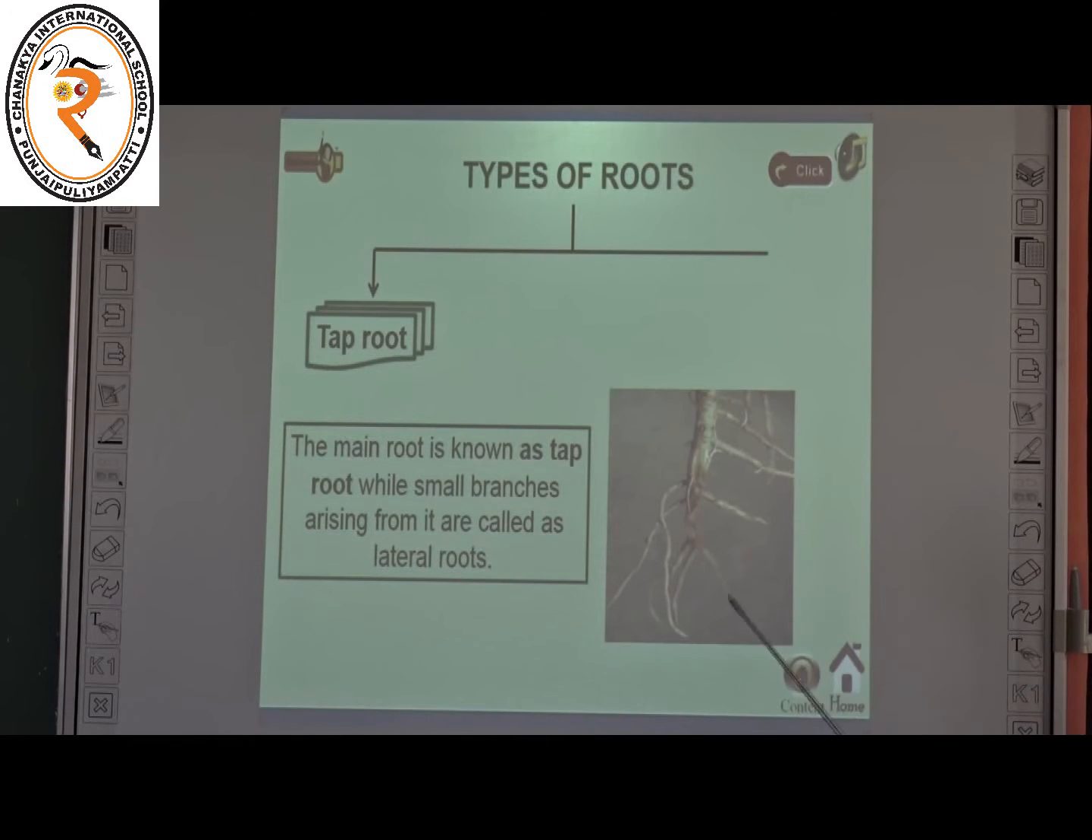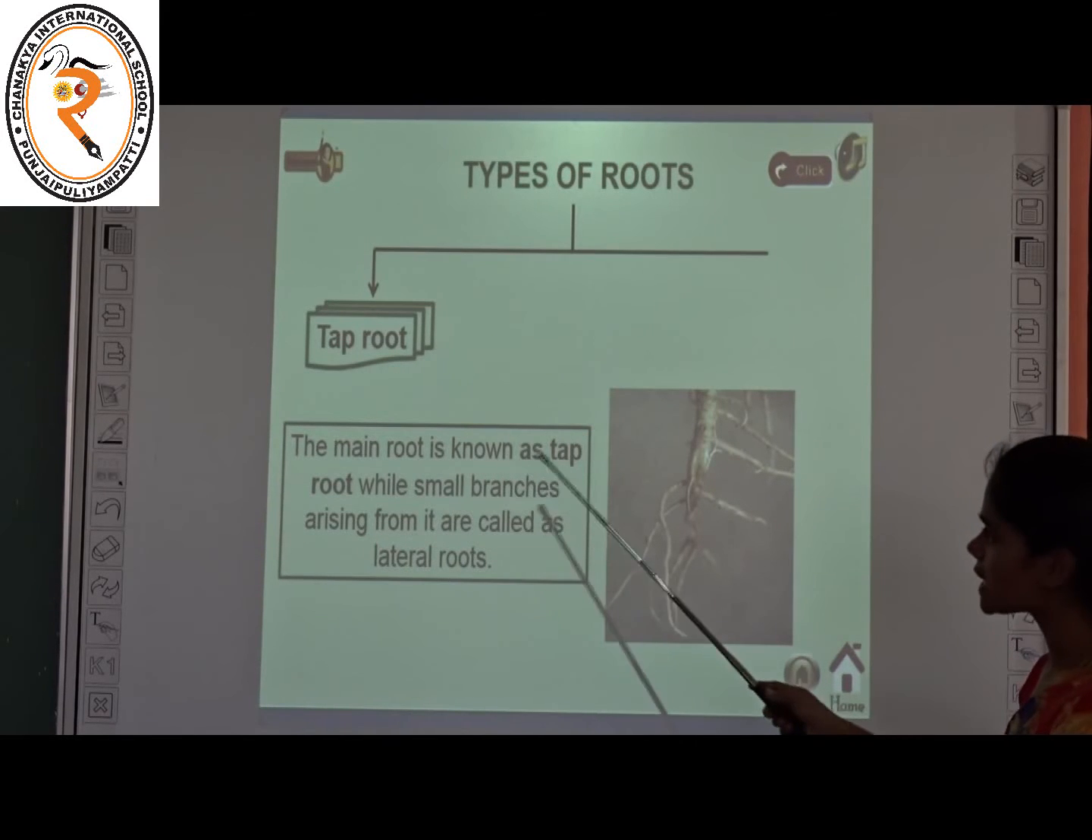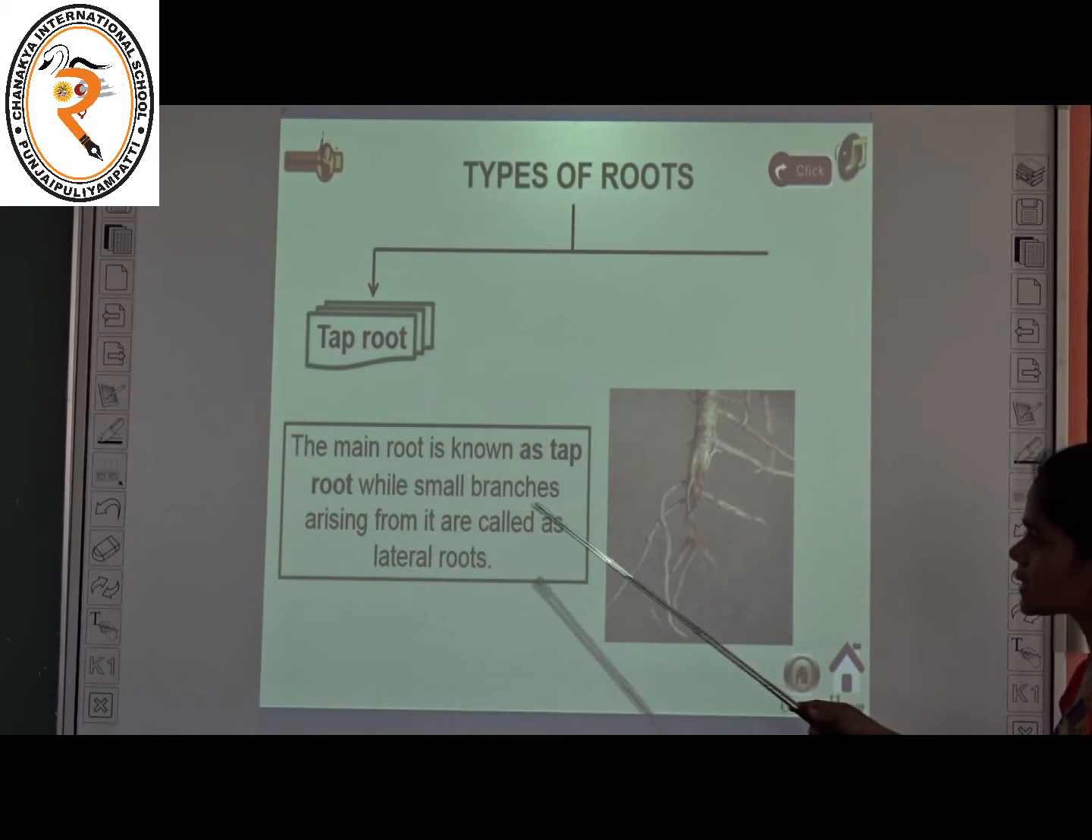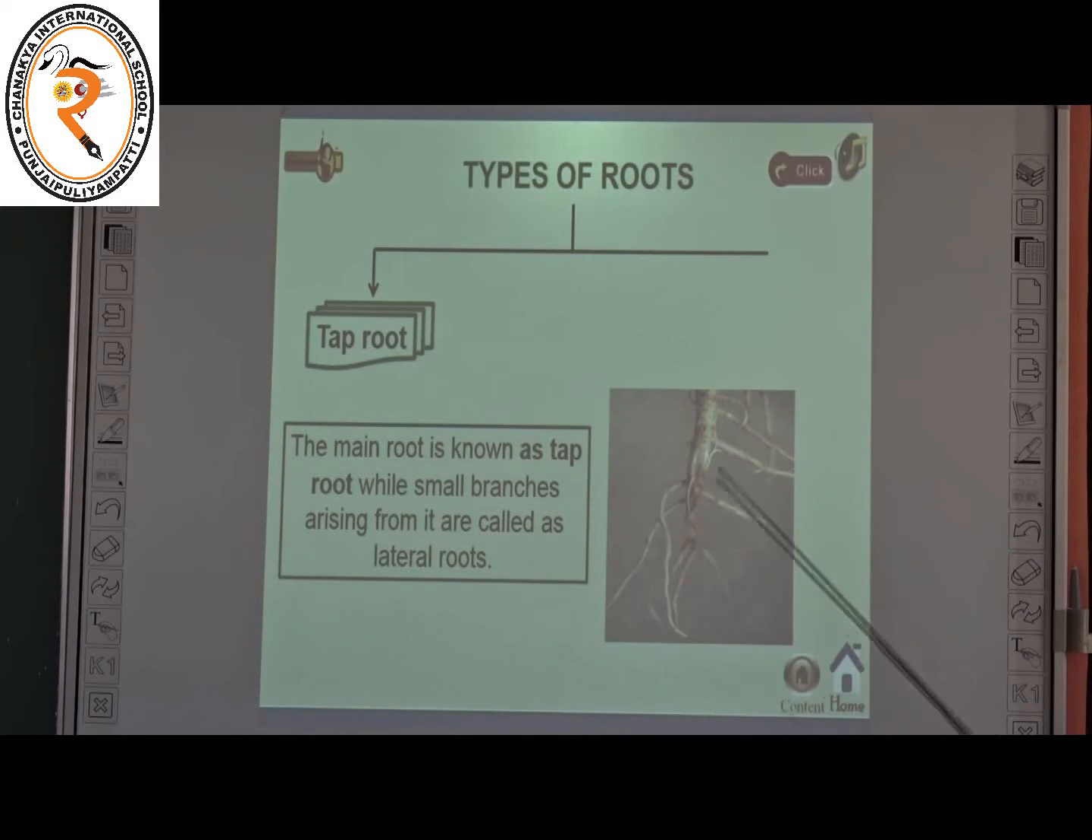See, look at the picture, children. It is an example of tap root. See, the main root is known as tap root while small branches arising from it are called lateral roots. So tap root consists of one main root. What is the name of that? It is a tap root and it has some small branches. They are called lateral roots.